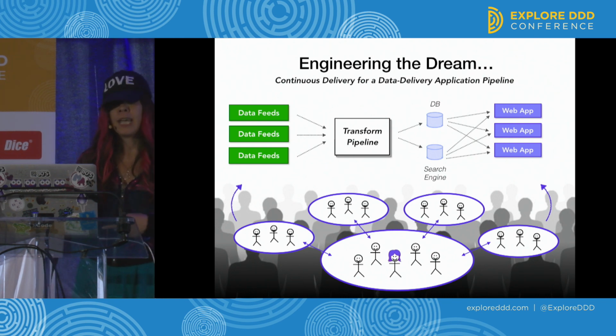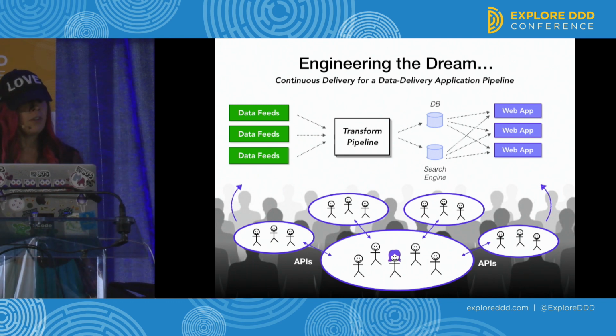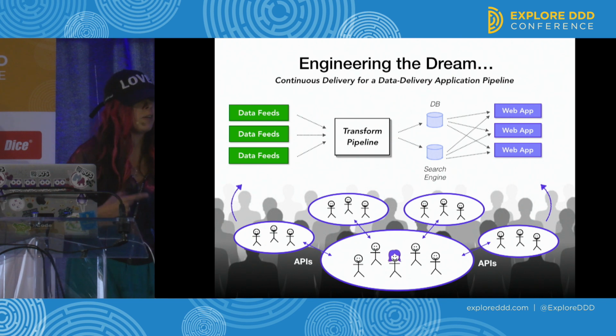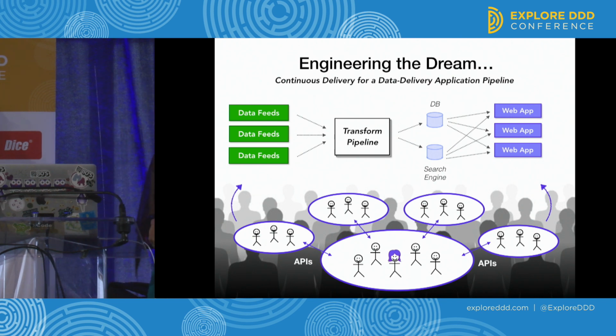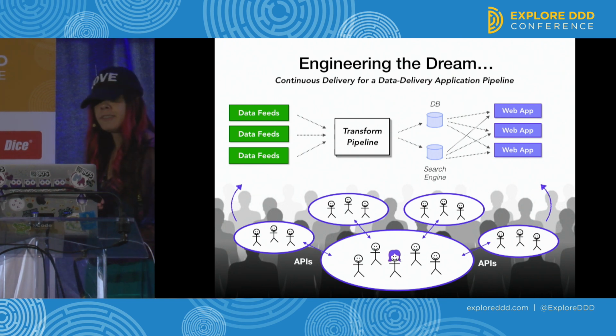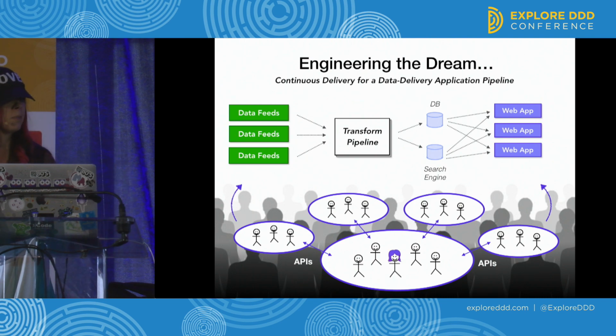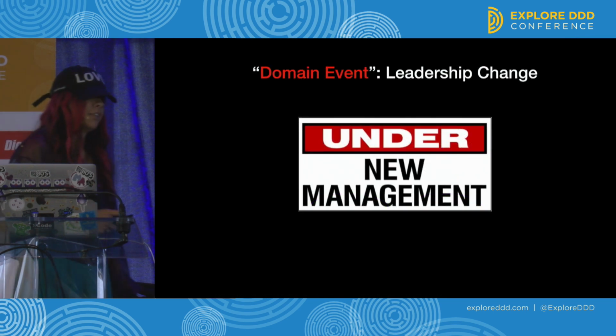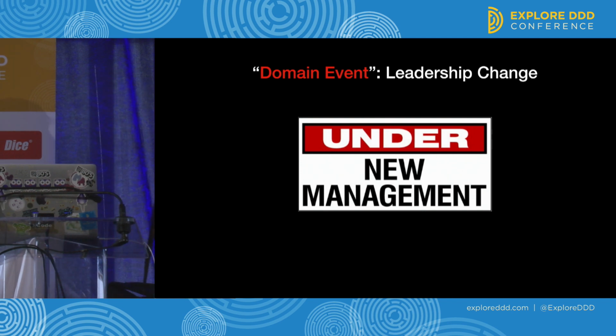As all these communication problems came up, we started designing APIs between all these teams and solving all these problems and structuring the ways that we communicated. And we built this amazing engineering organization. It's one of the best places I've ever worked. And then there was a leadership change.